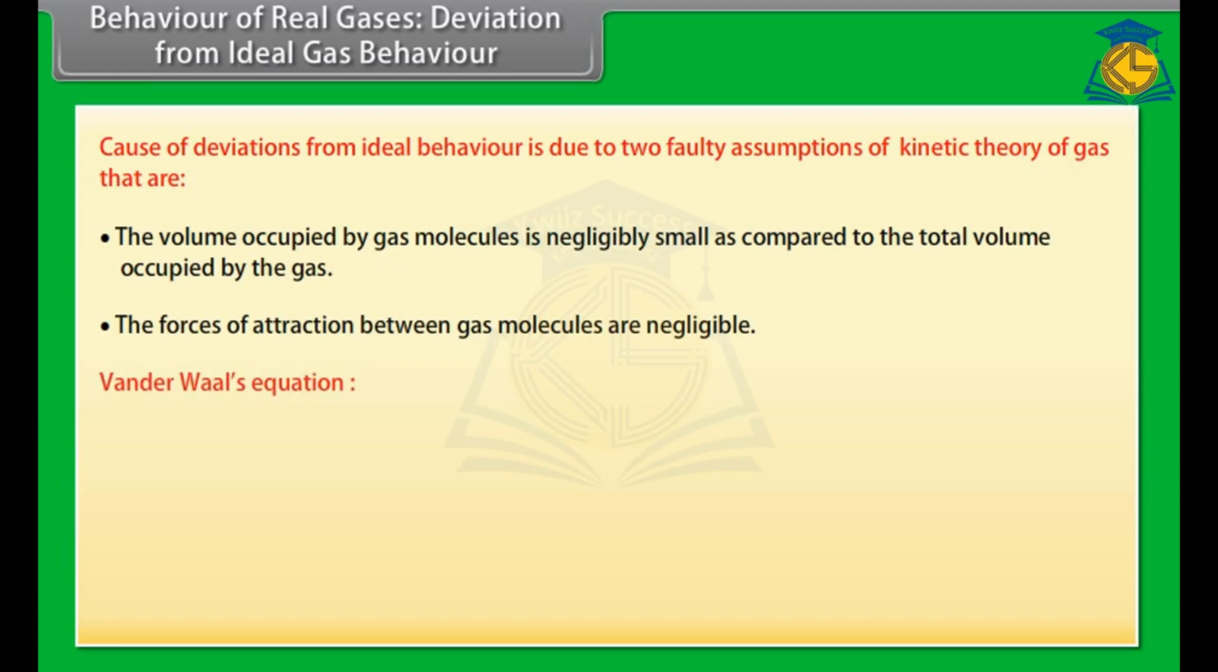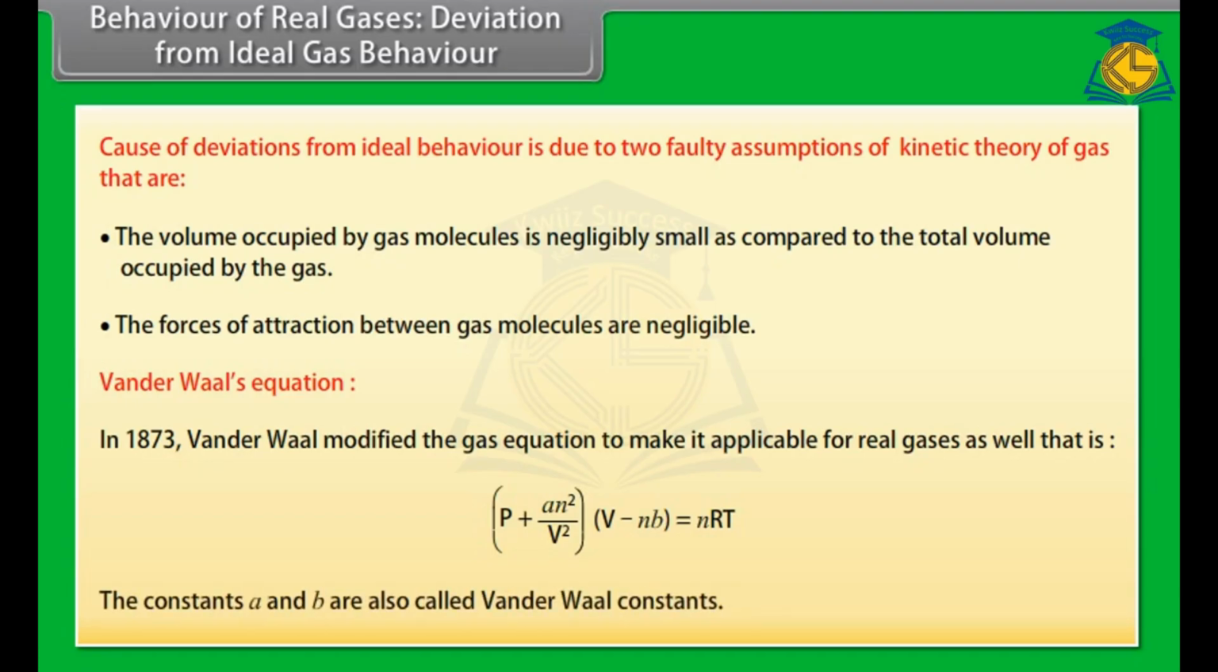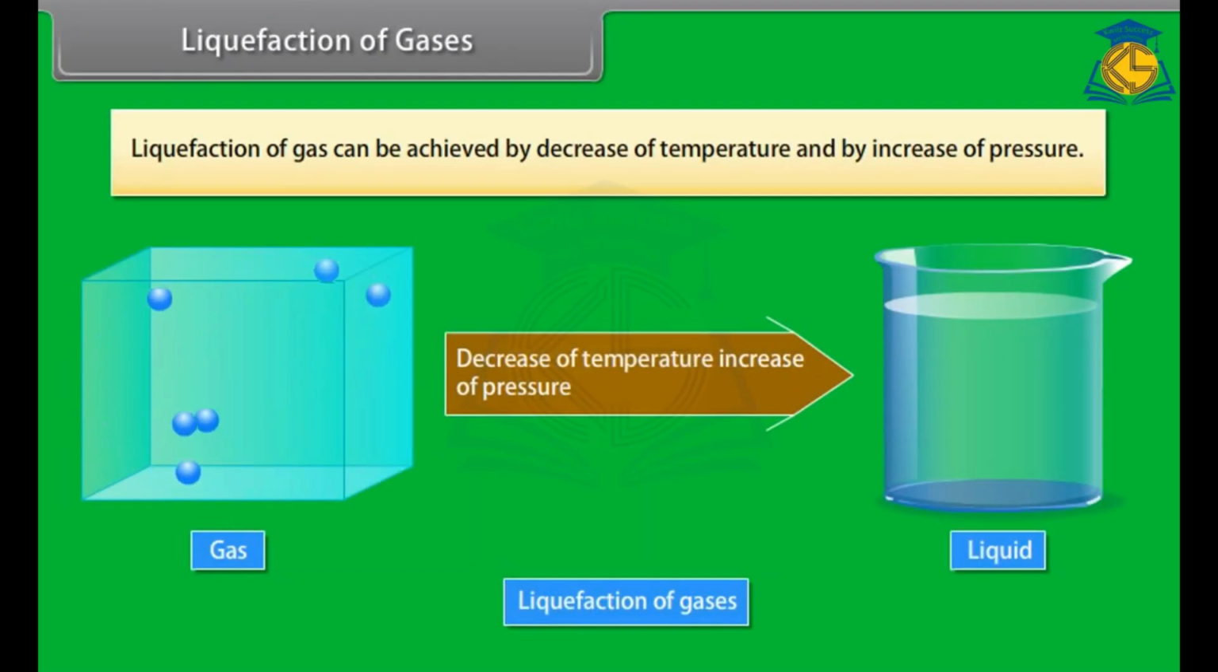Van der Waals equation. In 1873, Van der Waals modified the gas equation to make it applicable for real gases as well. That is, (P + an²/V²)(V − nb) = nRT. The constants a and b are also called Van der Waals constants. Liquefaction of gases. Liquefaction of gas can be achieved by decrease of temperature and by increase of pressure.